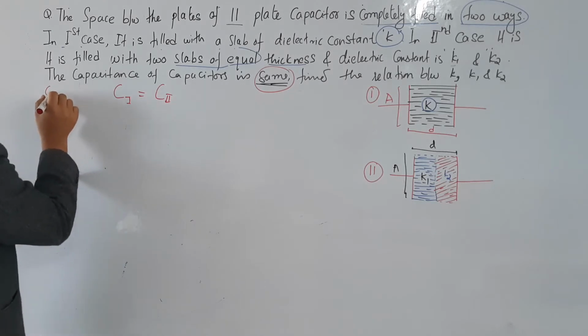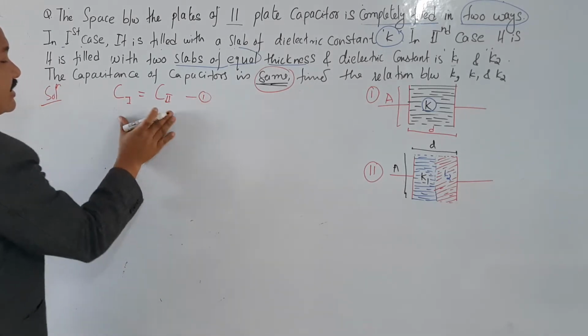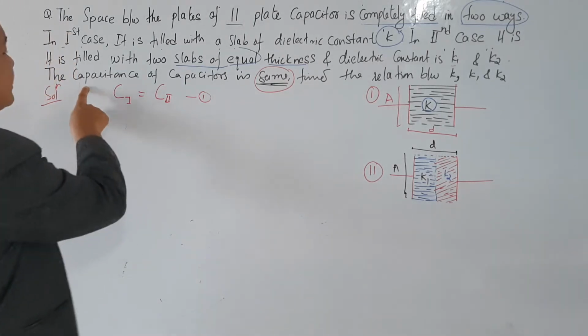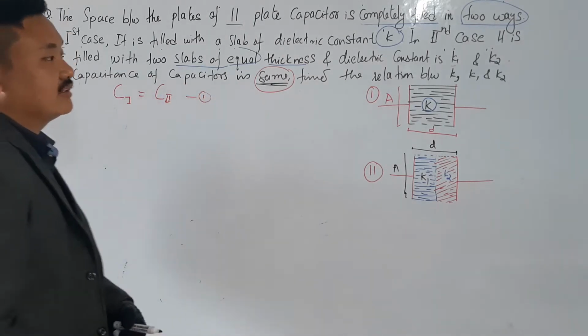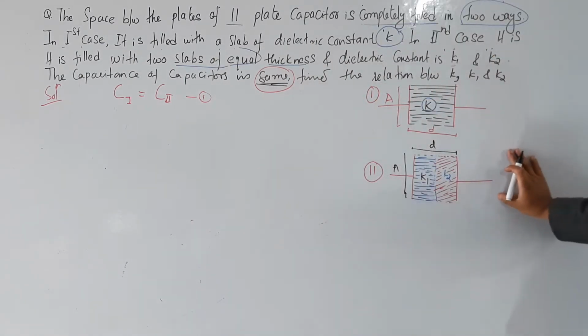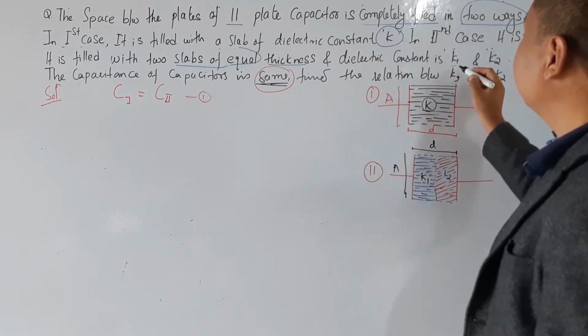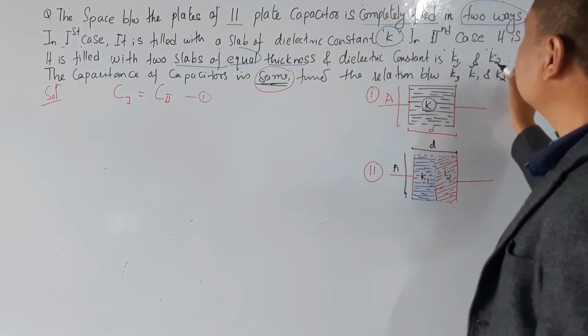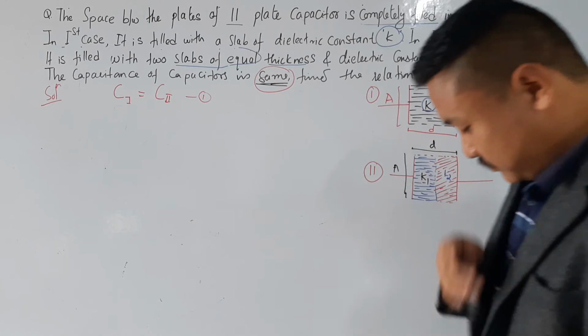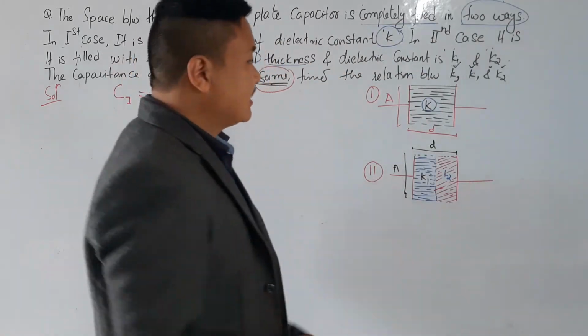So I am starting the solution. Equation number 1: it is given that the capacitance of the capacitor is the same either in situation 1 or in situation 2. Now the question says find the relation between K1 and K2.